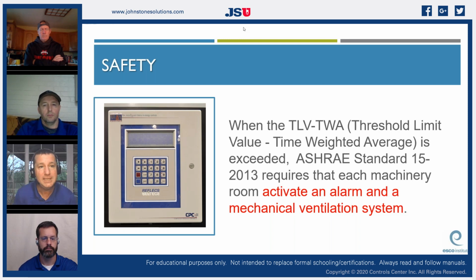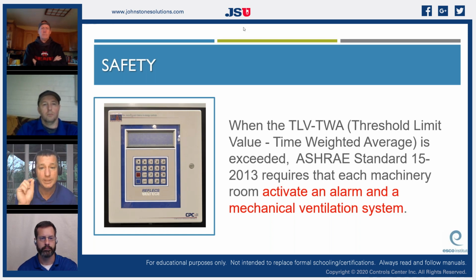ASHRAE standard 15, 2013, which has had some amendments, but 2013 is when this really came into effect. It requires that each machinery room activate an alarm and a mechanical ventilation system. So when you go into these commercial and industrial facilities that have all of this machinery in a room, you're going to notice a control on the wall like this. You're going to notice some sensors on the wall. You're typically going to notice some louvers on the outside wall, and you're going to notice some exhaust fans.